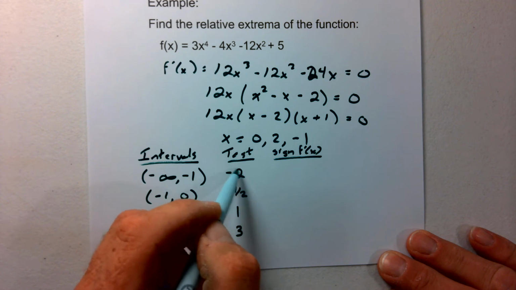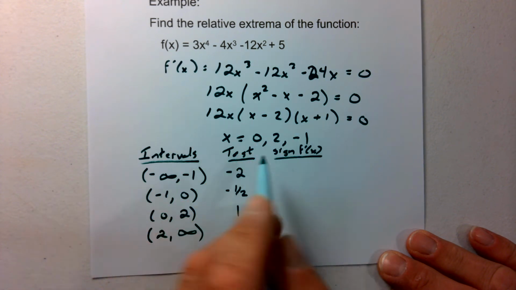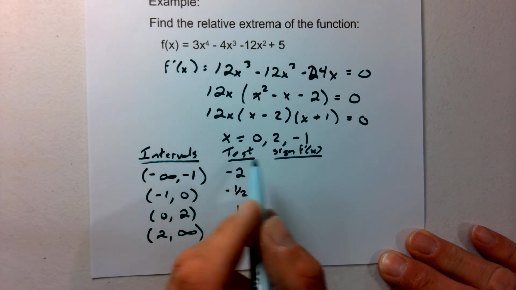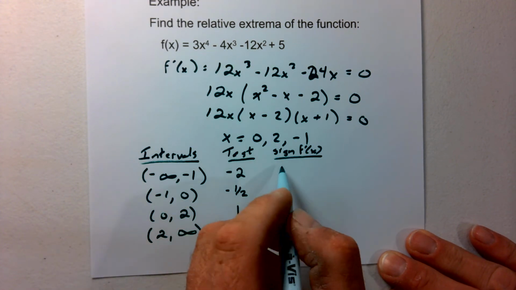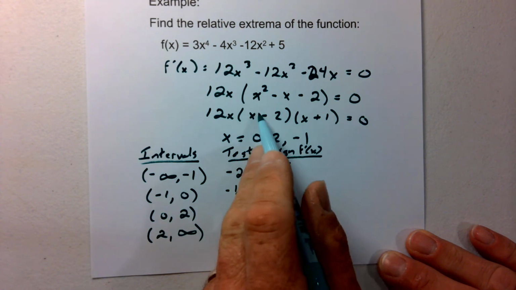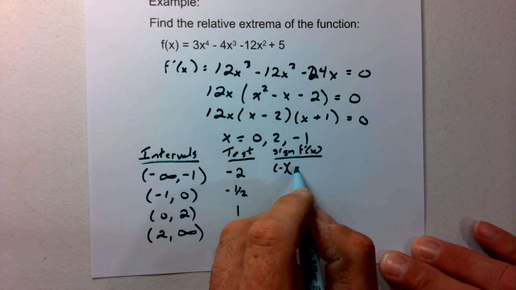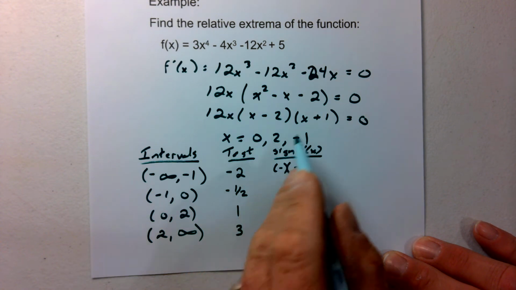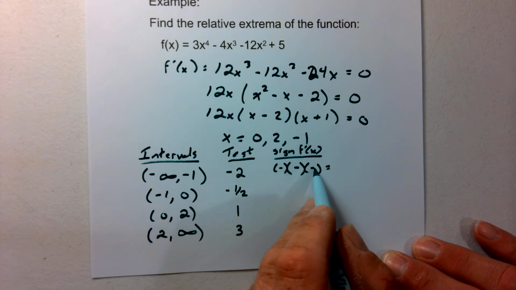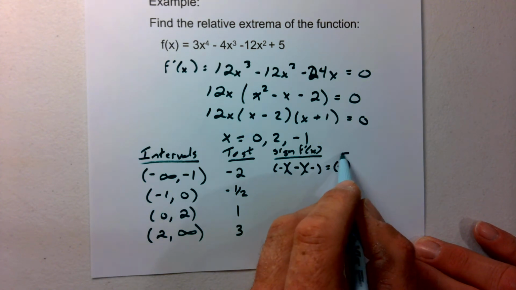So what I'm going to do is take -2 and plug it in for all my x's. And I'm only interested in the sign. So I know -2 times 12, I don't care if it's -24, I just know that it's a negative value. If I plug -2 into my second one, -2 minus 2, that also gives me a negative. And -2 plus 1 is going to give me a negative. So a negative times a negative times a negative gives me a negative.